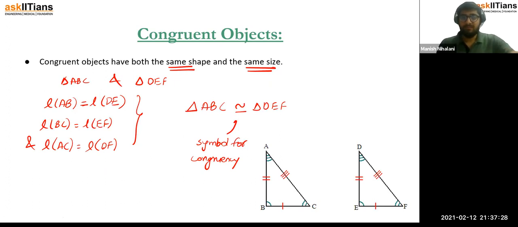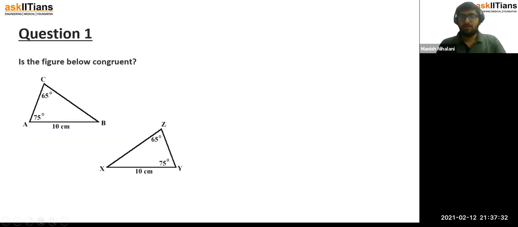So I hope this difference is clear so far, and we can now move ahead to a couple of questions, right? Now comes every student says, sir, please some questions kara do please. So there comes a question now. It says, is the figure below congruent? So you have two triangles, triangle ABC and triangle XYZ, right? Now he says, are these two triangles congruent?